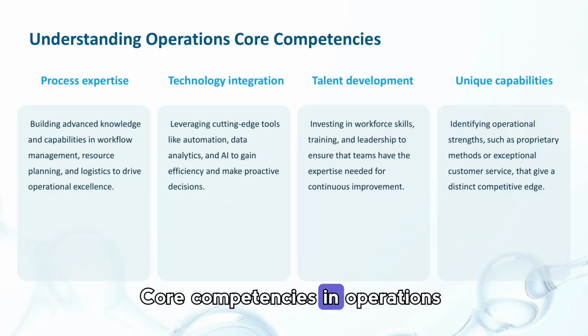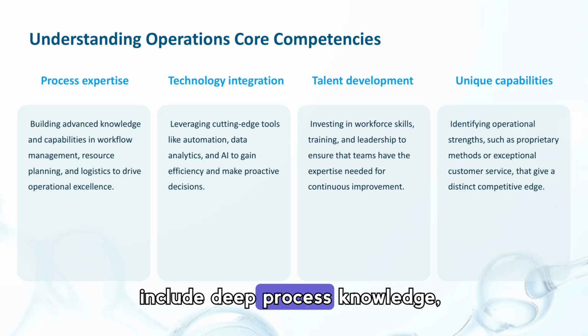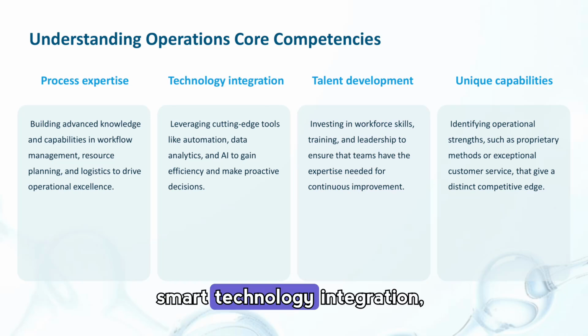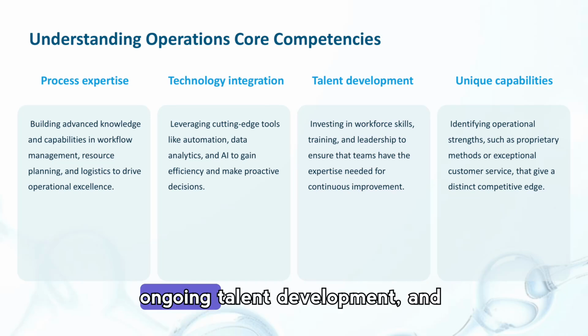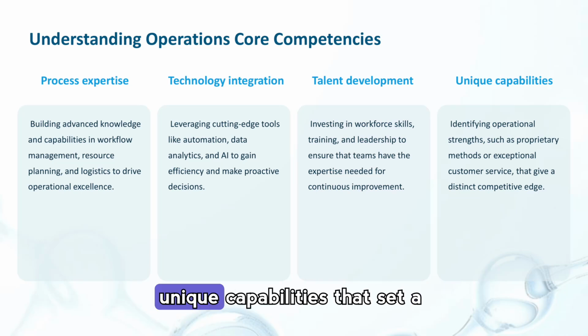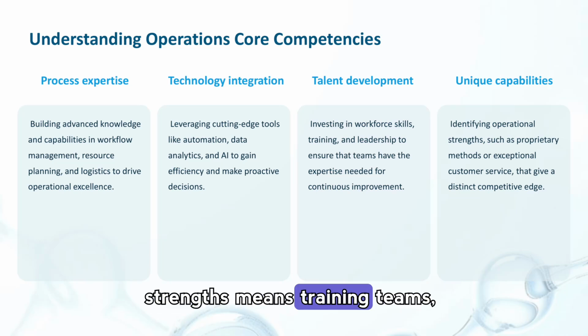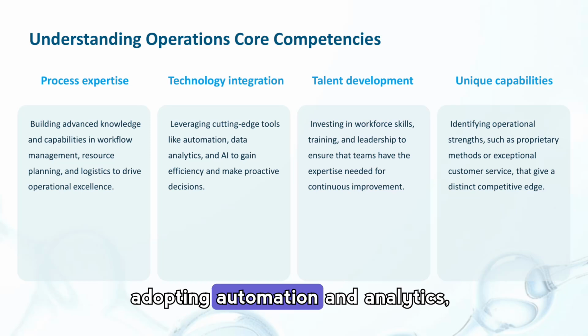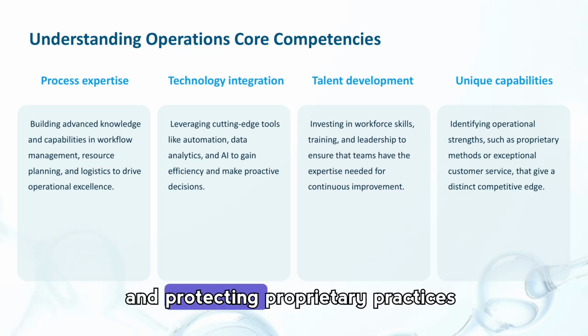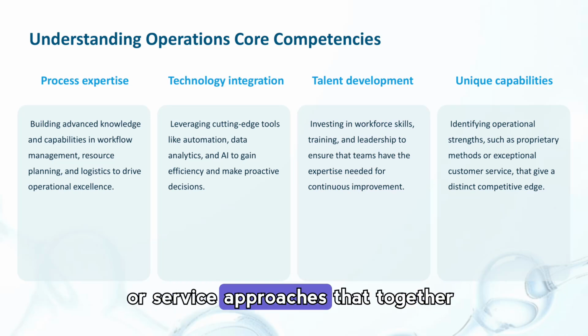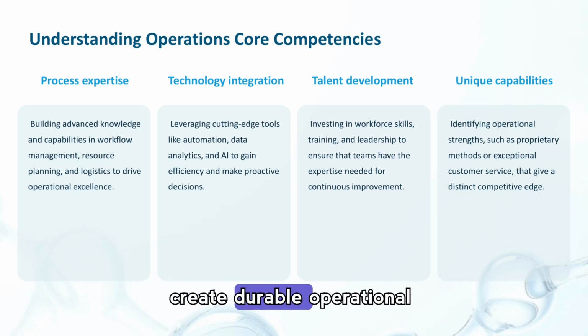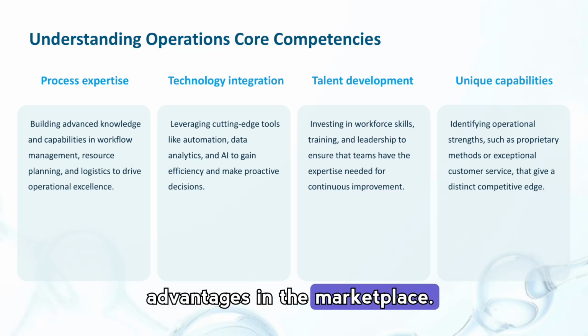Core competencies in operations include deep process knowledge, smart technology integration, ongoing talent development, and unique capabilities that set a company apart. Building these strengths means training teams, adopting automation and analytics, and protecting proprietary practices or service approaches that together create durable operational advantages in the marketplace.